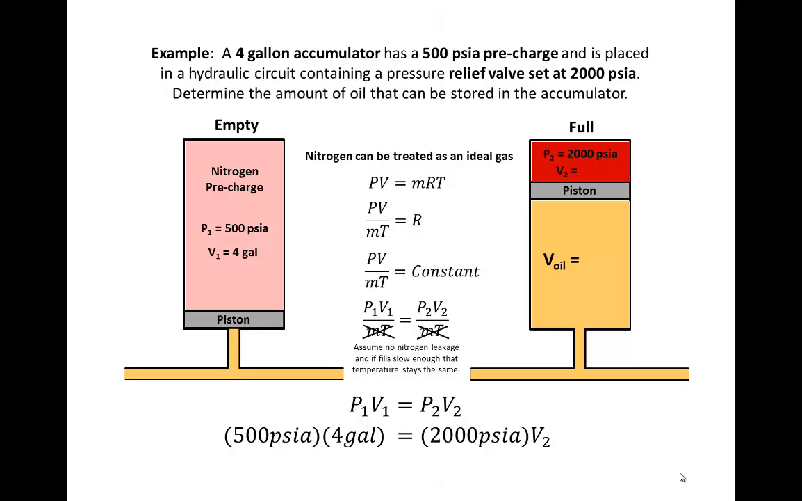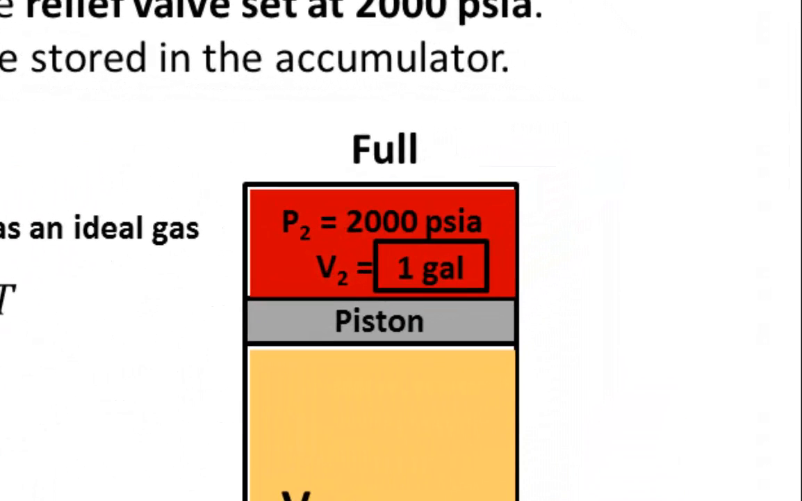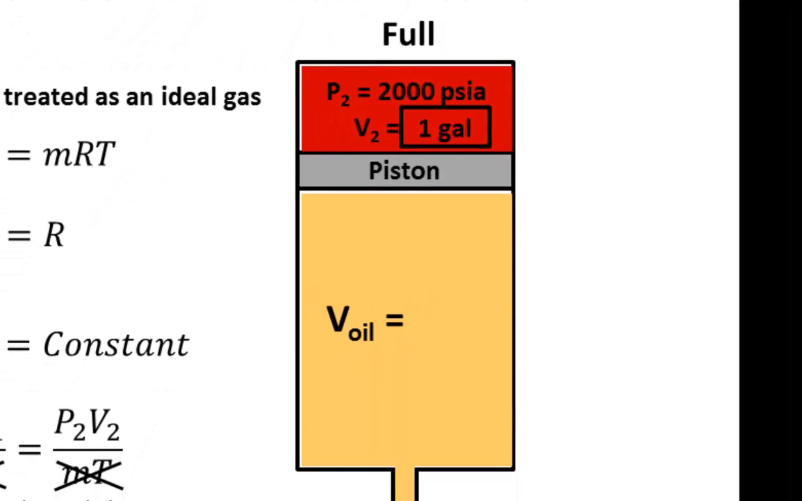We can solve for volume 2 as 1 gallon. In other words, as the pressure increased fourfold, the volume decreased to 1/4. So we've now found this volume of nitrogen. But that's really not what we were looking for. We were looking for the volume of oil that this accumulator can hold.